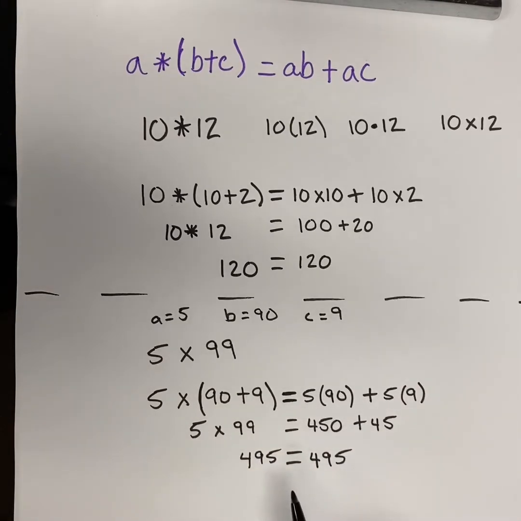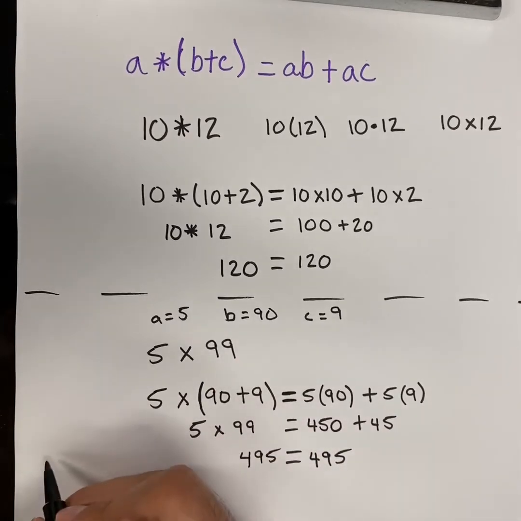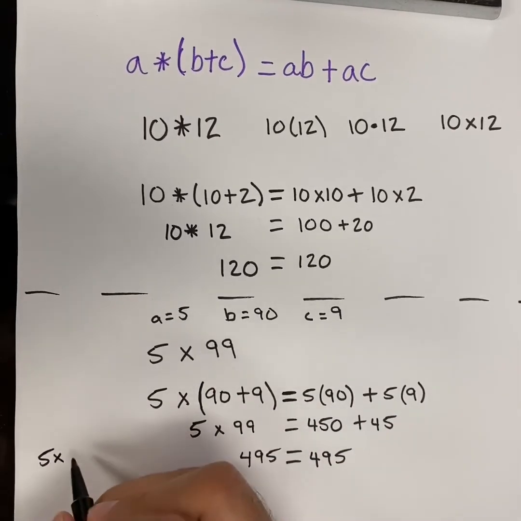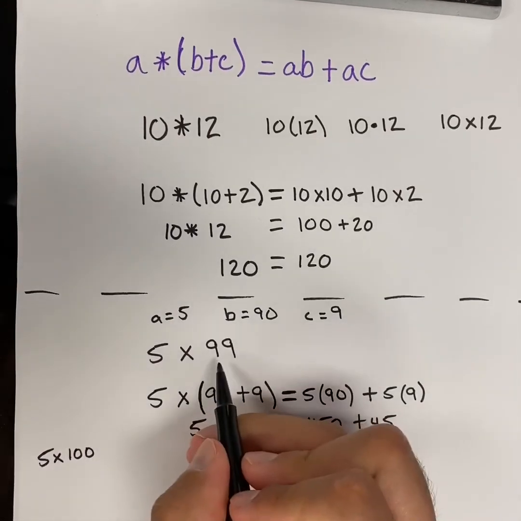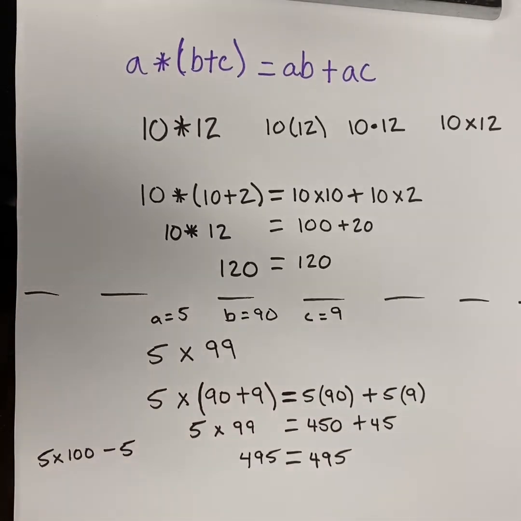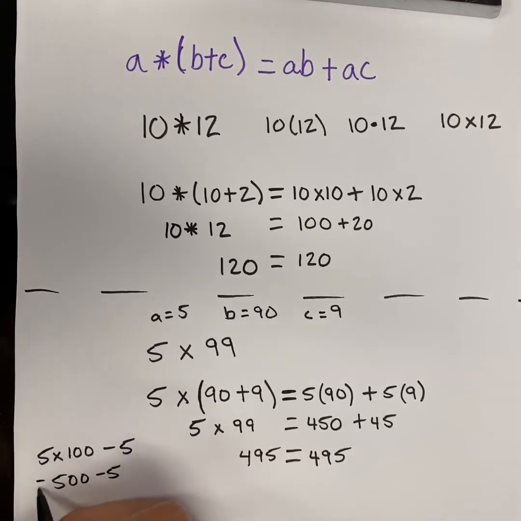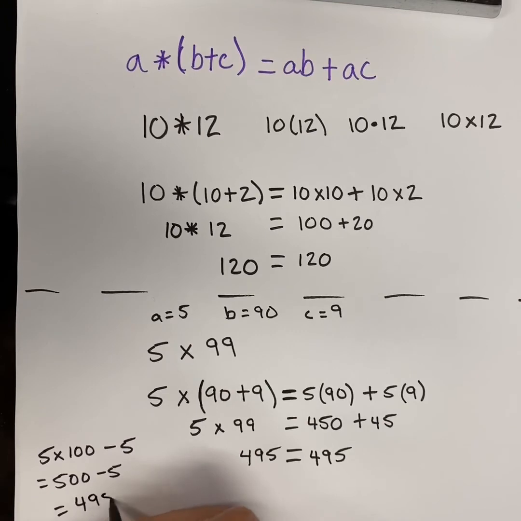So this is using the distributive property to take a problem that we might not know off the top of our head in order to break that down into parts or pieces that we do know. And when I said there was one other strategy, just to cover that really quickly, we could do 5 times 100. And then we just need to subtract 5, or 1 times 5. And then we would get 500 minus 5, which guess what, is equal to 495. Same answer.